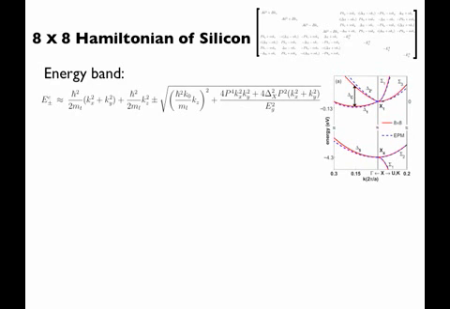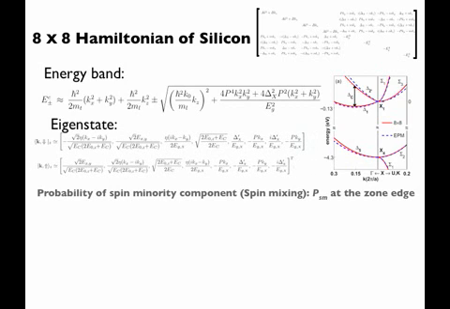And first of all, we examine its validity by solving the eigenvalue problem. So we get the expressions of the energy band compared with the dashed line in this figure by numerical pseudo-potential. And also we get analytical expressions of the eigenstates, which are of course 1 by 8 vectors. These vectors look complicated at first glance, but please don't go into the details of these 8 terms. Rather, I will just use them to calculate the so-called spin mixing, which is the total probability of the spin minority components.